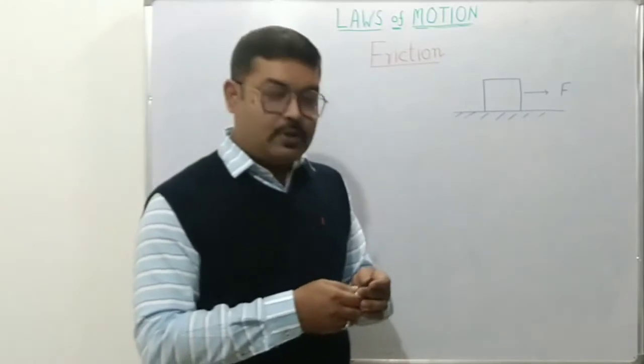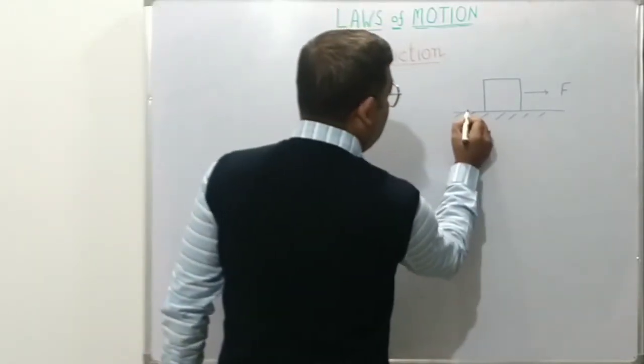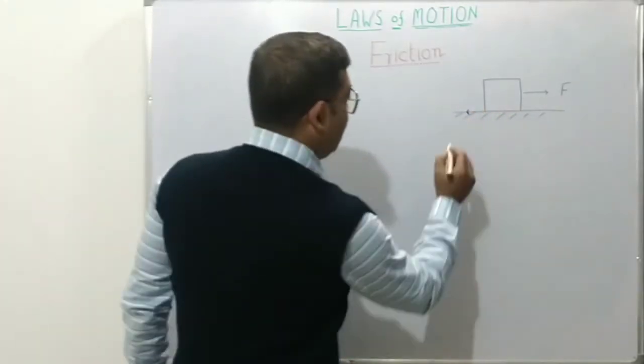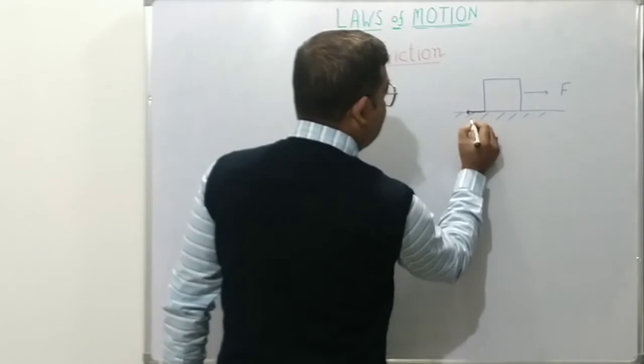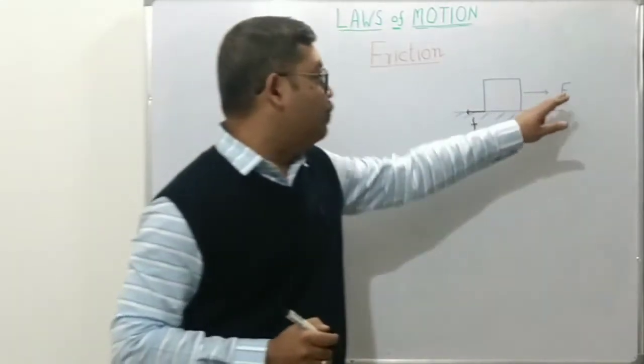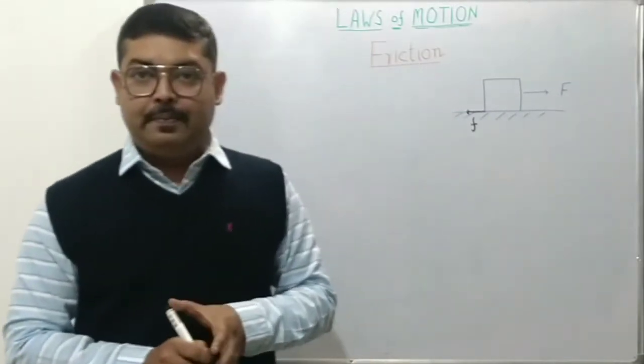How does it oppose the relative motion? By exerting a force in the opposite direction along the line of contact, along the surface of contact. That is, there will be a force of friction that will be generated in the opposite direction to the applied force. Now, why does this force appear?